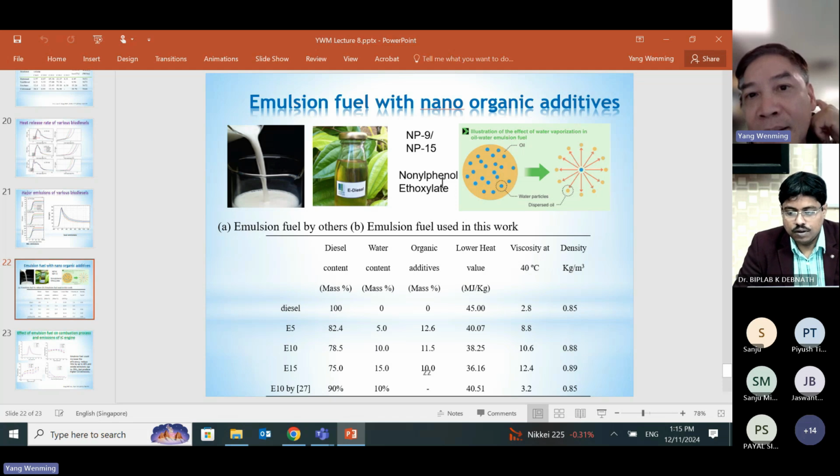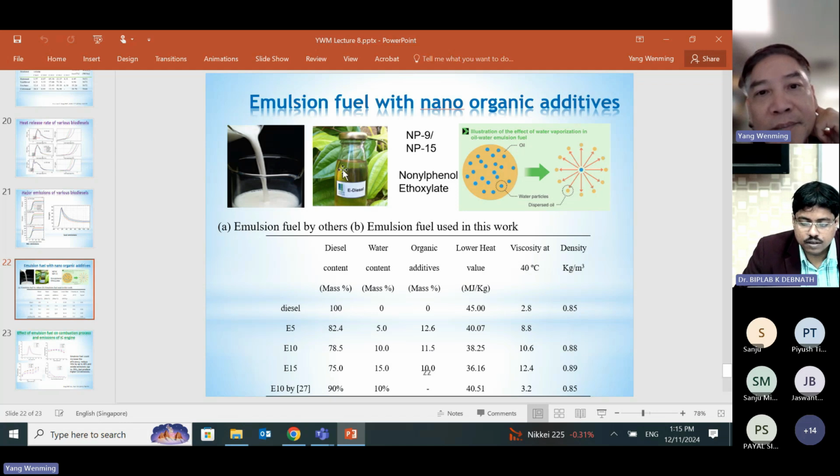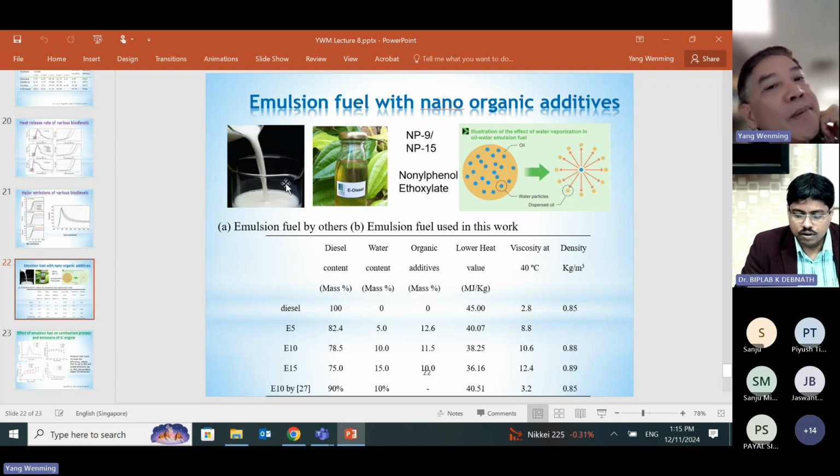Stability, you mean the duration? Yes, the duration the emulsions can self-sustain. Sure. Usually for this kind of emulsion fuel, it can only keep stable for a few days. Especially if you just use mechanical methods to produce emulsion fuel, it can only sustain maybe 2 hours, 3 hours. If you use surfactants, then maybe you can keep it stable for up to 3 days.